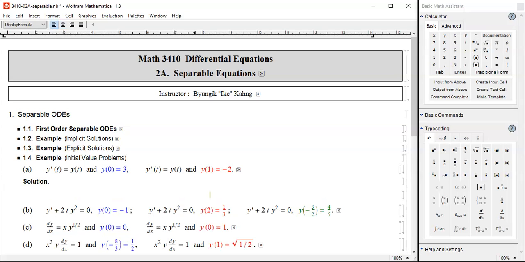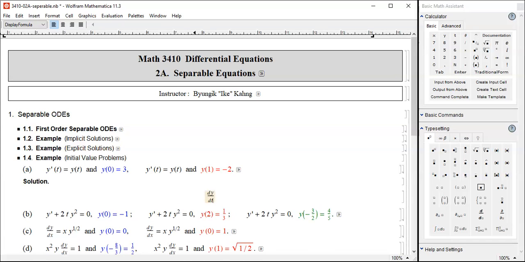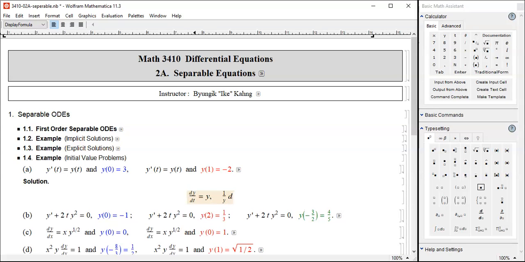In this case, dy/dt is equal to y, and let's solve it. 1 over y dy is equal to dt, isn't it? Am I doing this right? From here, okay, alright. Let's take the antiderivatives.